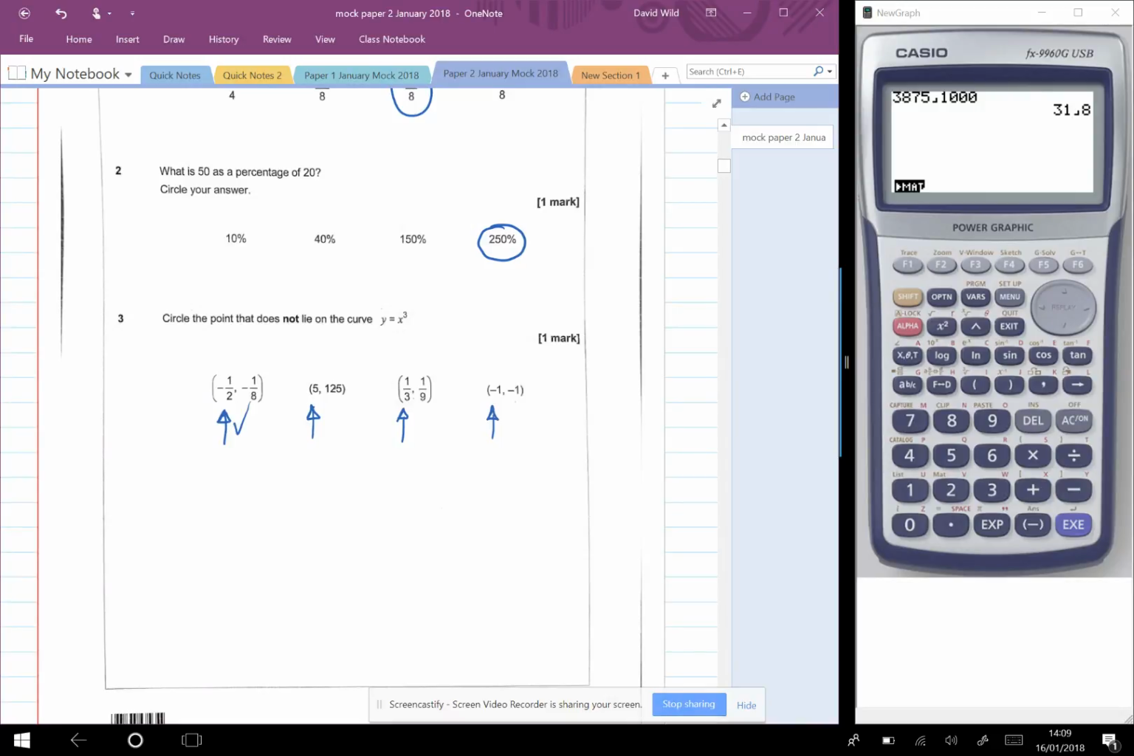5 cubed is indeed 125, so this one's okay. 1/3 cubed, well, 1 cubed is 1, the numerator's all right, but 3 cubed is 27, so this is the one that doesn't lie on the curve. Just to check for certain, -1 cubed is -1 times -1 times -1, which is -1, so that one's okay as well.